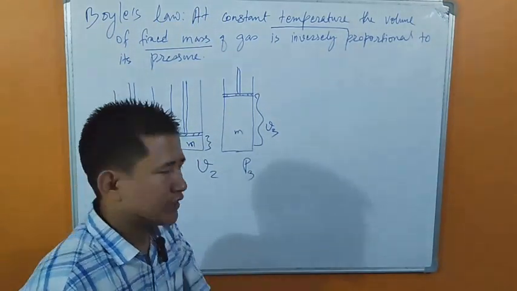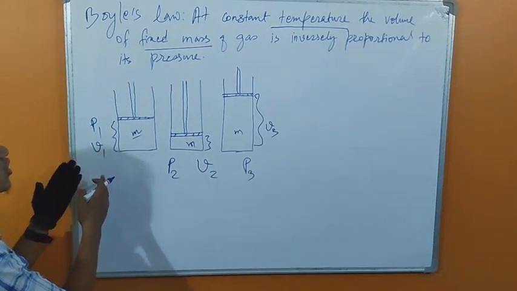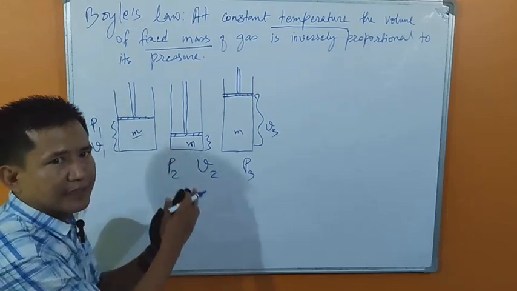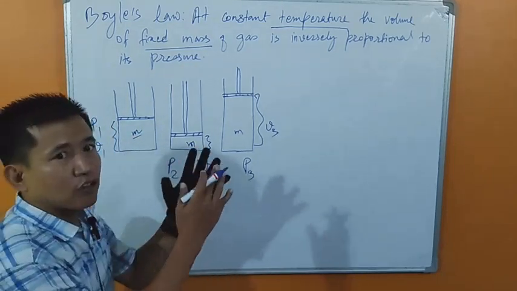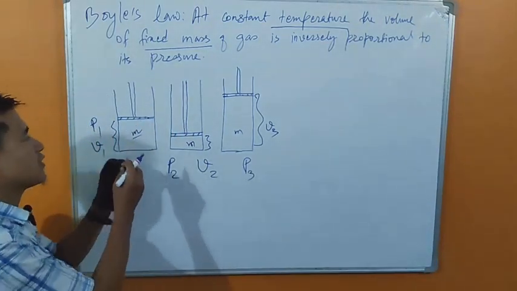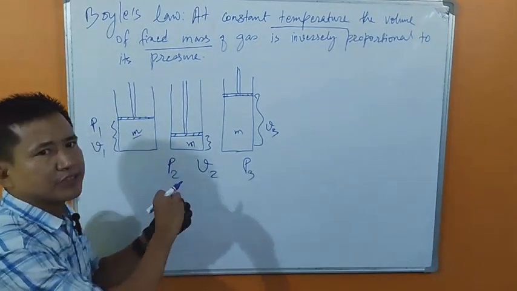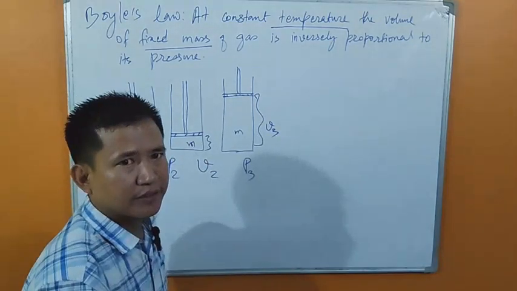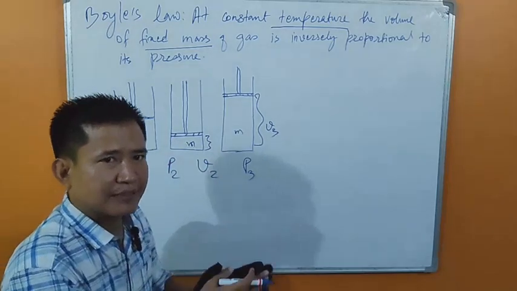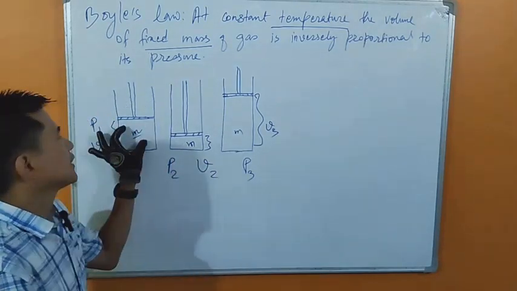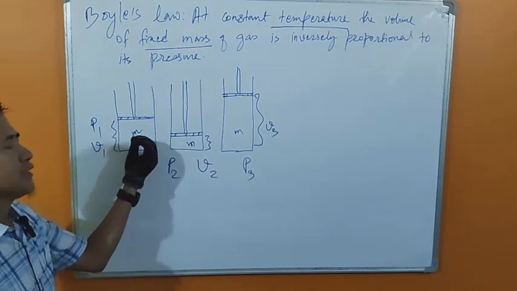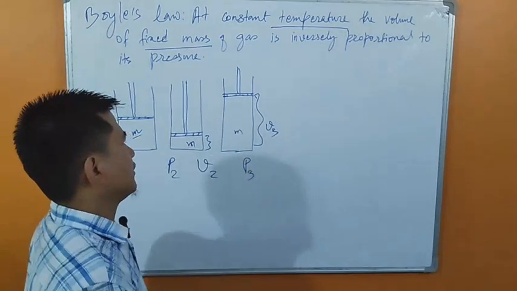Mass of the gas should not change, which means you cannot allow any gas from outside to enter the cylinder so that the quantity of gas in the cylinder may increase, or you cannot allow any gas from the cylinder to escape out so that the quantity of the gas in the cylinder may decrease. Gas should not be allowed to enter inside, and gas should not be allowed to leave the cylinder, okay?